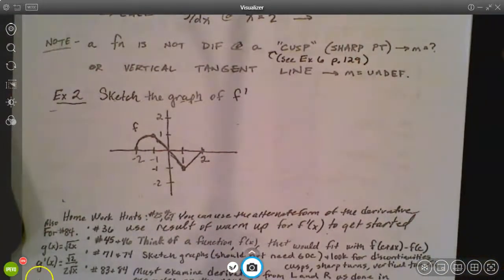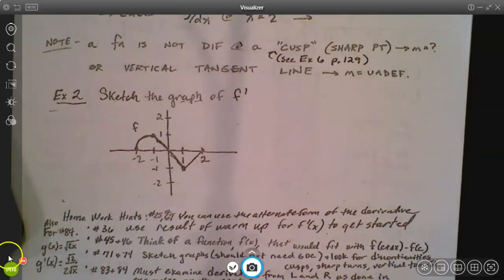So just as a side note, something I mentioned on the previous page, that a function is not differentiable at a cusp, which is like a sharp point, or at a vertical tangent line, right? The slope is undefined at a vertical line. So it has an undefined slope, so it would not exist in those types of cases.